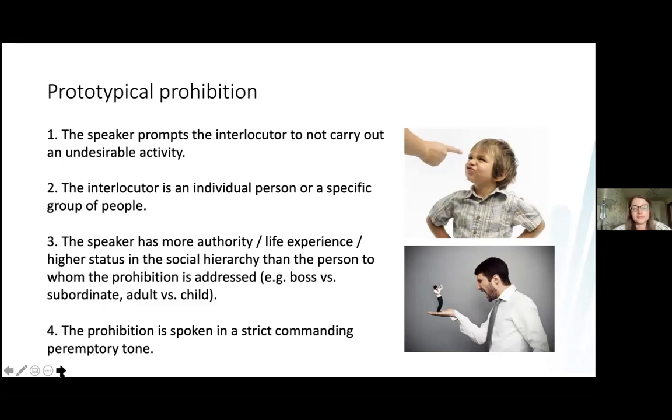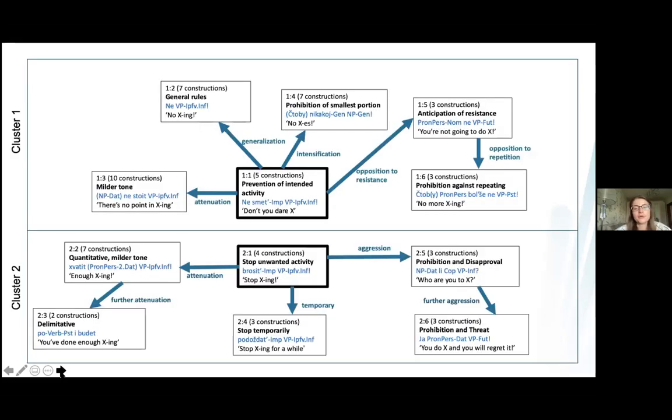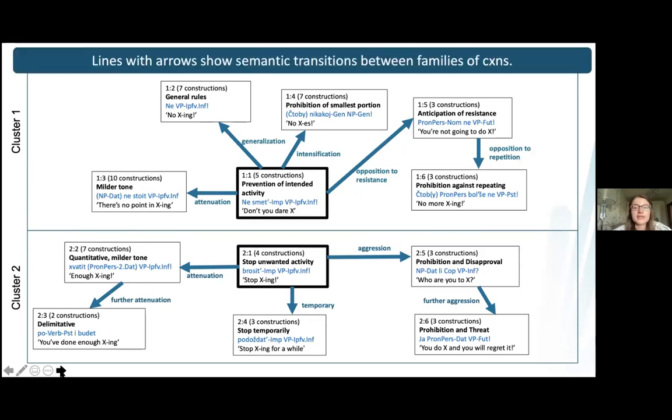These basic prototypical semantics can be modified in a variety of ways, and we observe this in other more or less peripheral families. In the diagram, lines with arrows indicate semantic transitions between the families of constructions. First, prohibition can be generalized and presented in terms of a general rule that is officially accepted in the context of a society or an organization. The addressee is also generalized. It is a certain category of people, often even not named, so that the constructions can be used as impersonal expressions.